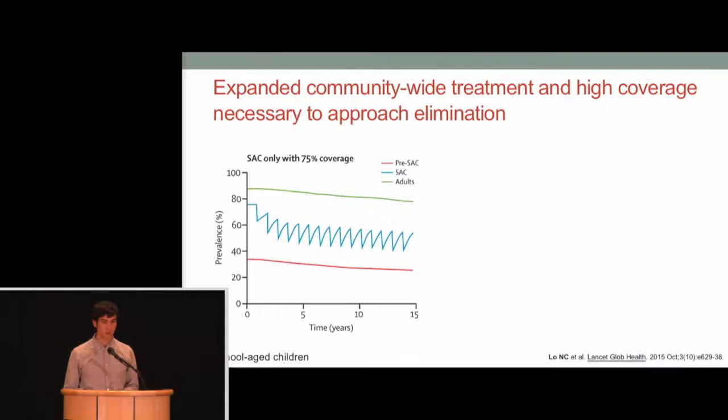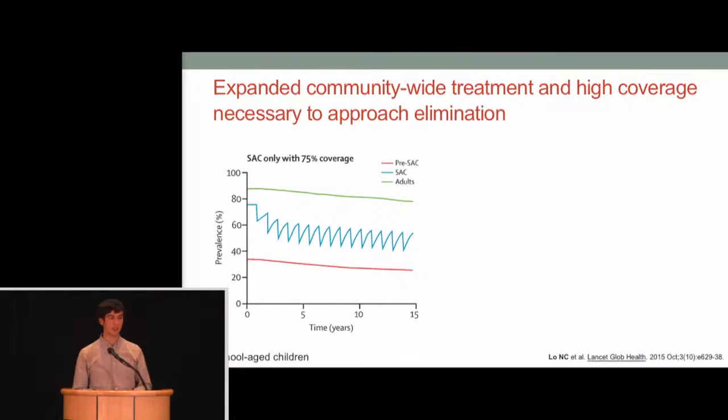So you'll see prevalence on the y-axis and time over 15 years on the x-axis. And you'll notice that the different age groups are in the different colors. And blue represents the school-age children that are being treated, where prevalence goes down, and then there's subsequent reinfection over years, creating this up and down motion.